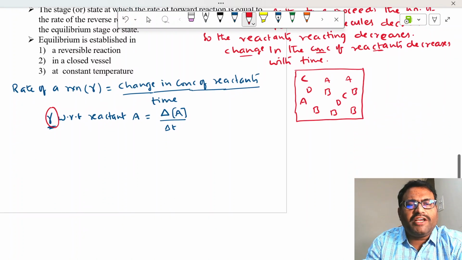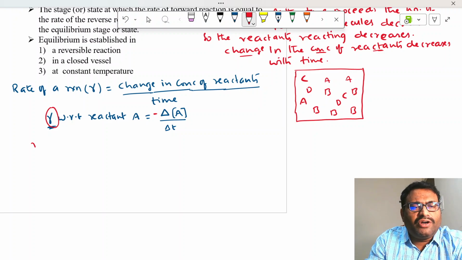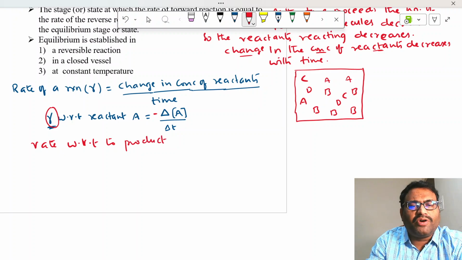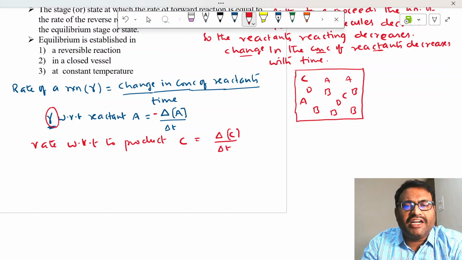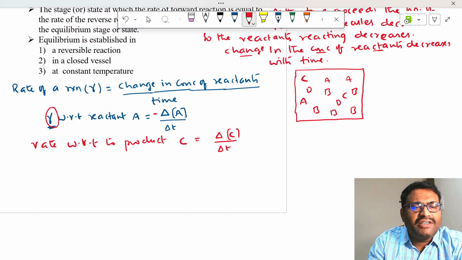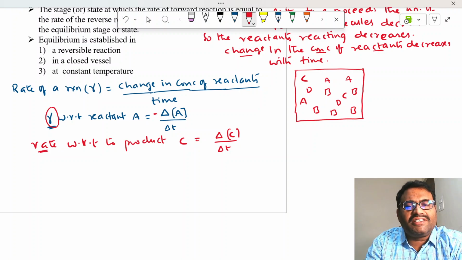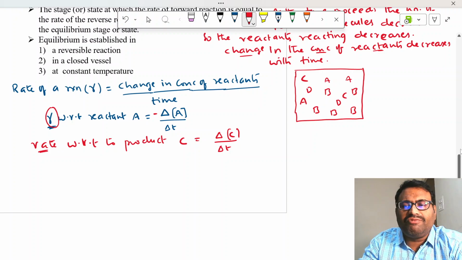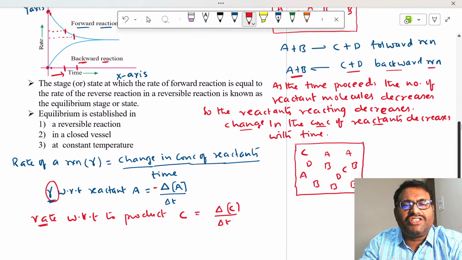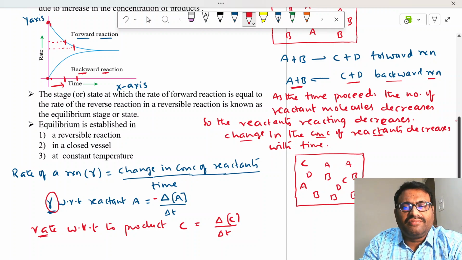So I can also express this rate of the reaction with respect to products. With respect to products, if I say one product C, then I can write the change in the concentration of C by the change in time. So rate is discussed in this way. Change in what? The concentration. Right?